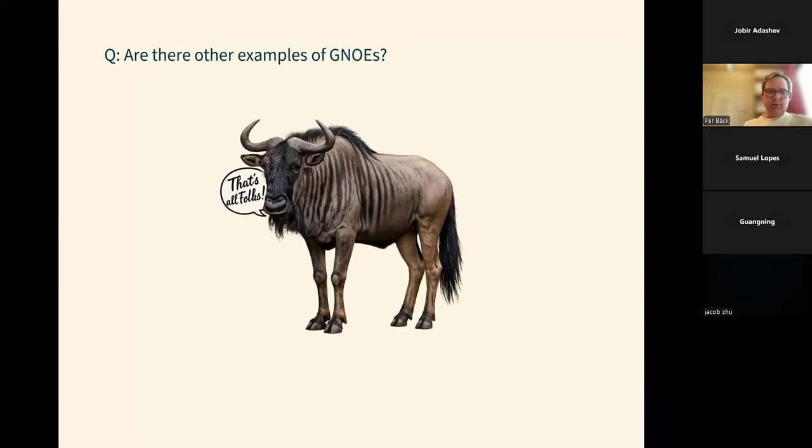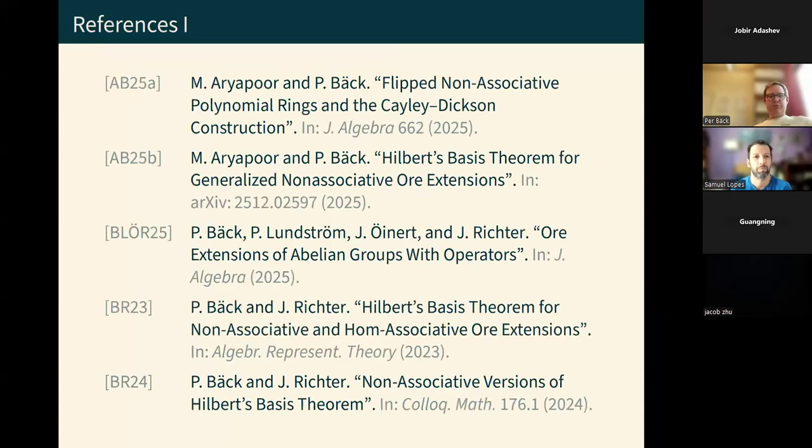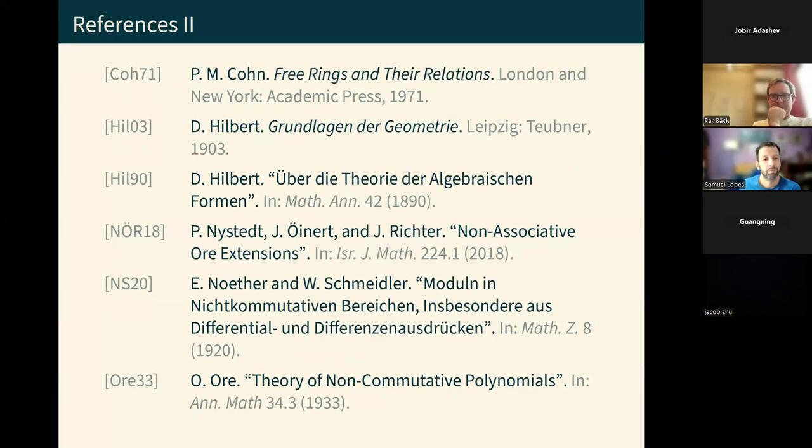I think that was actually it. So I just have one question. Are there other examples of GNOEs? I think the definition is really natural, and I hope that there are some more natural examples out there. So maybe some of you know about some example that could be described as a left or right GNOE. But that's all for me. So thank you for listening. And here are some references, some recent papers, and some older papers. Thank you.